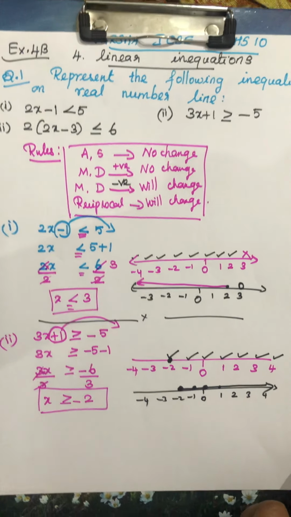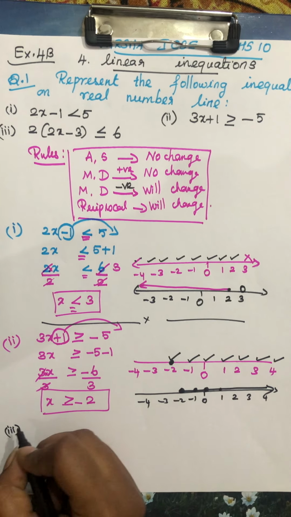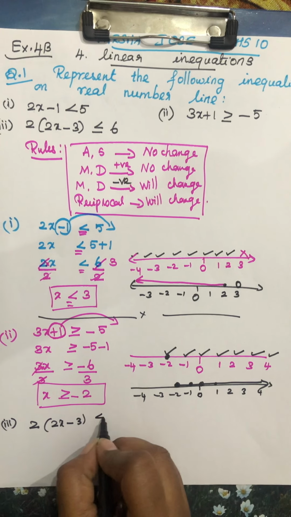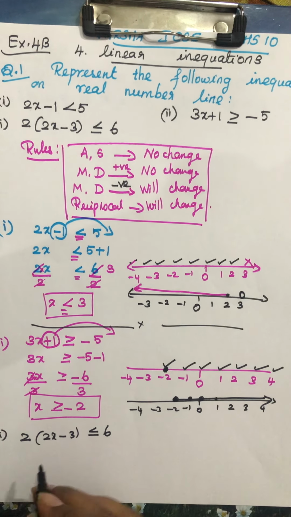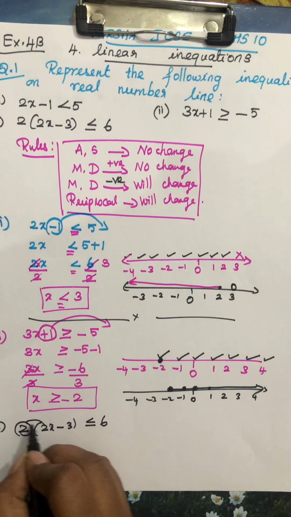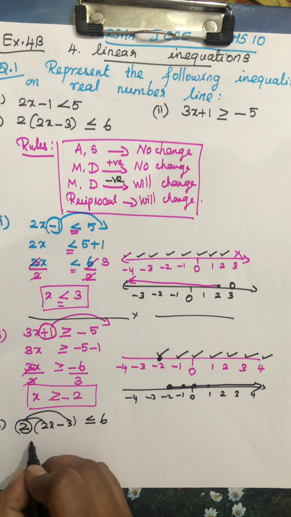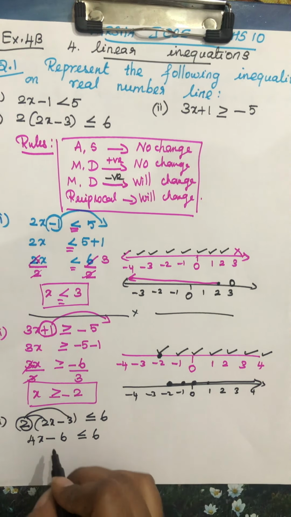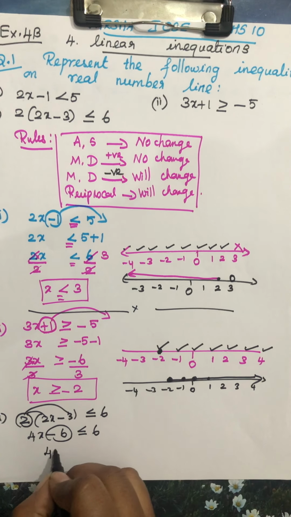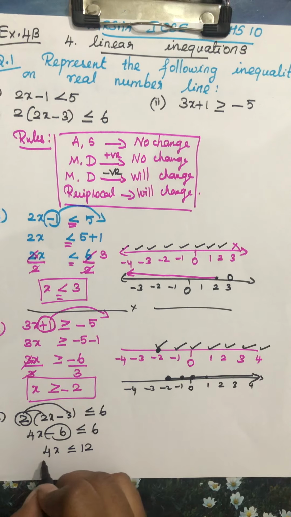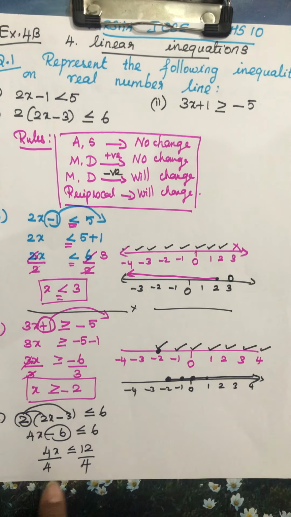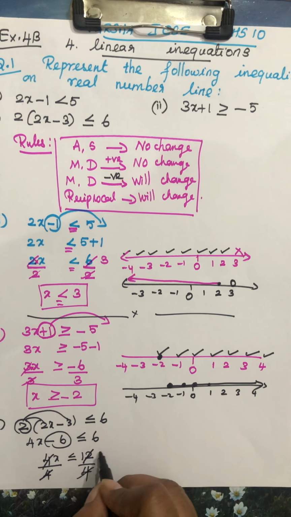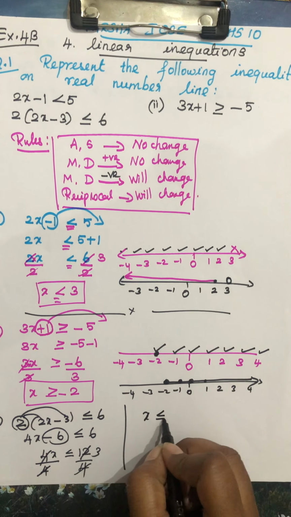Now go to the third sum. What is the third sum? 2 into (x minus 3) is less than or equal to 6. This 2 is common for both the terms. If you multiply, this is 4x minus 6 less than or equal to 6. This minus 6 goes there. So 4x is less than or equal to 12. By 4, you are dividing by a positive number, so the inequality will not change. You can cancel. So x is less than or equal to 3.